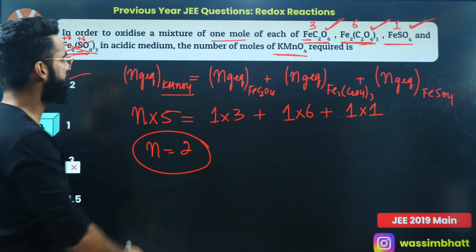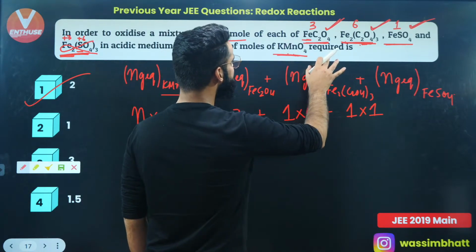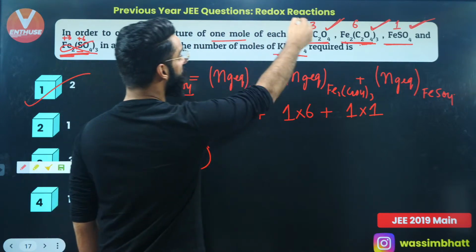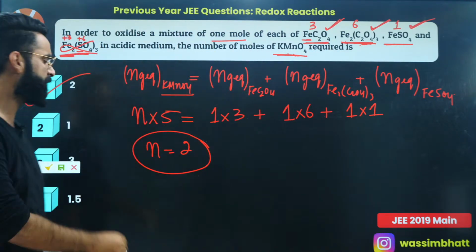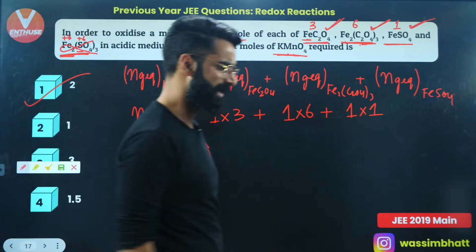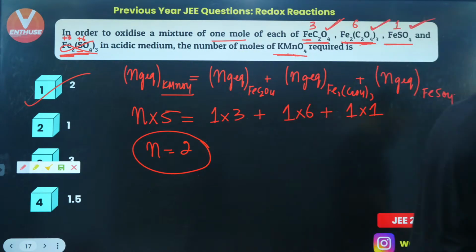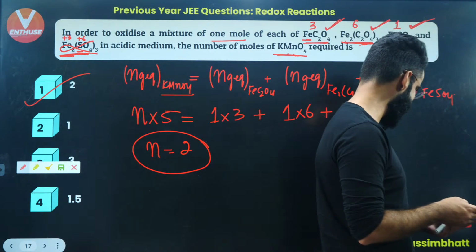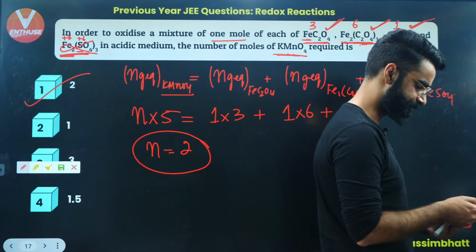So the number of moles of KMnO4 which are required to react with 1 mole of each of these species in the mixture in acidic medium is going to be 2. So 2 is going to be the final answer of the question. I'm sure it's clear to everyone, right? You can let me know in the chats if it is clear so that I can move on to one more. The question was asked in your JEE Mains 2019.